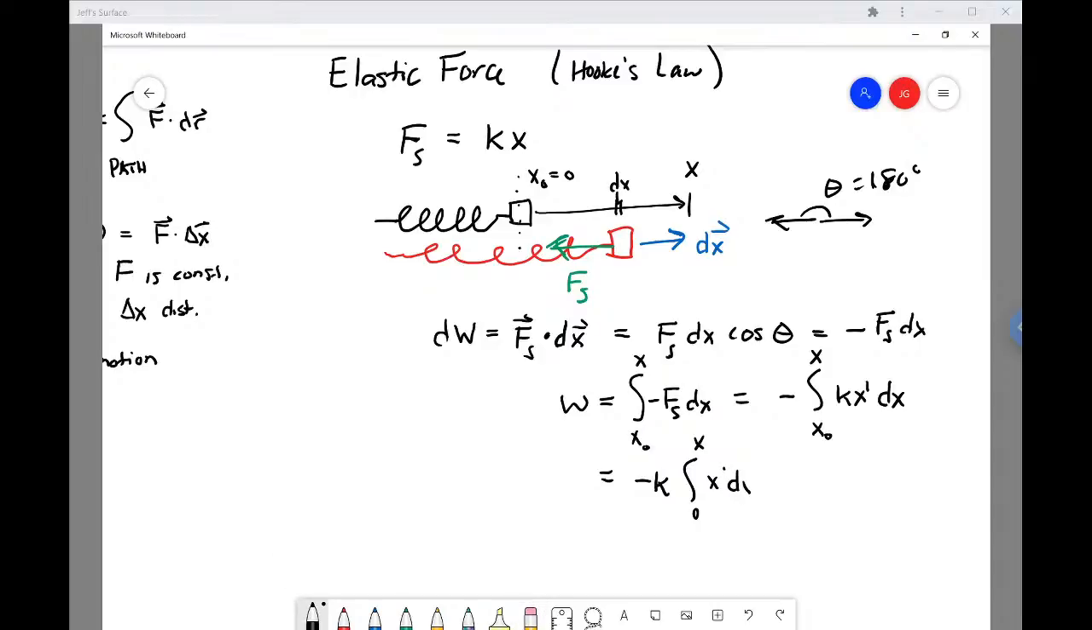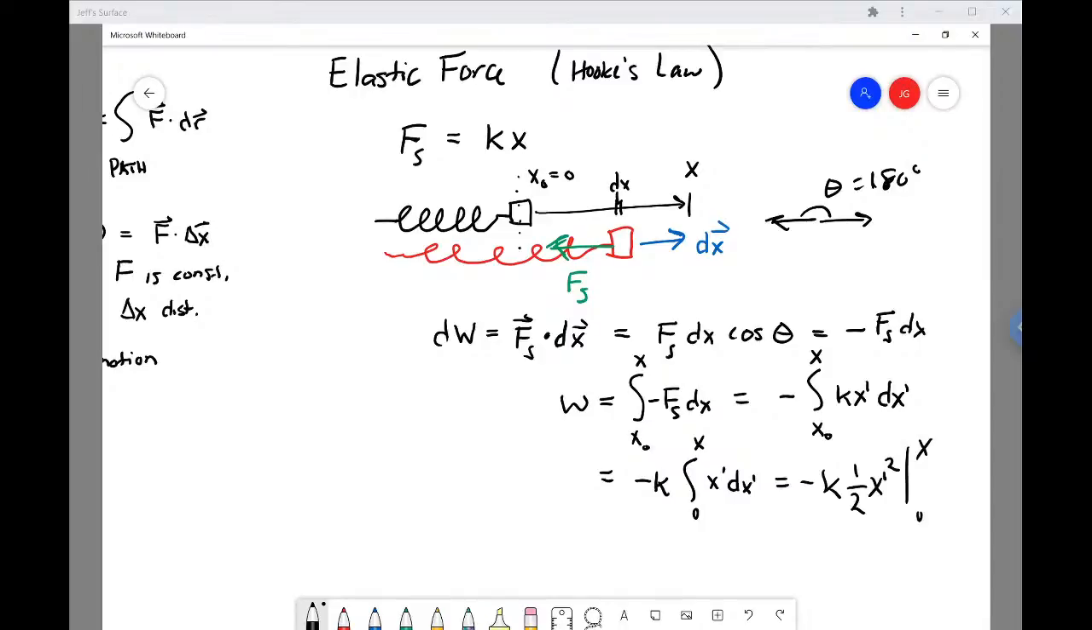x prime dx. So this is an integral where you're integrating with respect to x, and it's doing differentiation of a polynomial backwards. Instead of multiplying by the exponent and subtracting 1, you add 1 to the exponent and divide by the new exponent. So the negative k is still there. The integral of x prime with respect to x, x to the first power becomes x squared, divided by 2, you get 1/2, evaluated from 0 to x.